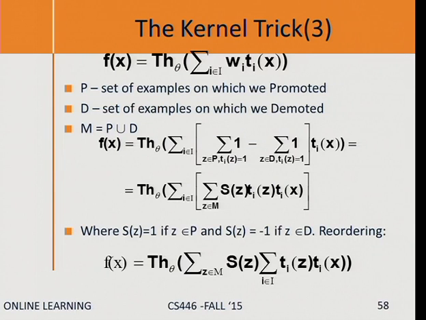So now I can reorder. I can change the order of the sum over M with the sum over the feature space. And what I get is the sum over M, all my examples on which I've made mistakes, of S(z), plus or minus 1 as written here, times the sum over i of t_i(z) t_i(x). So what is the sum over i of t_i(z) t_i(x)? Really, it's the dot product in the t space between z and x.